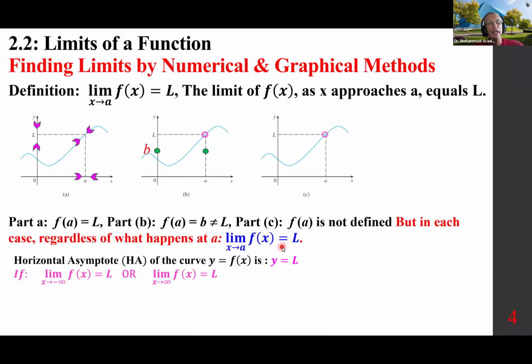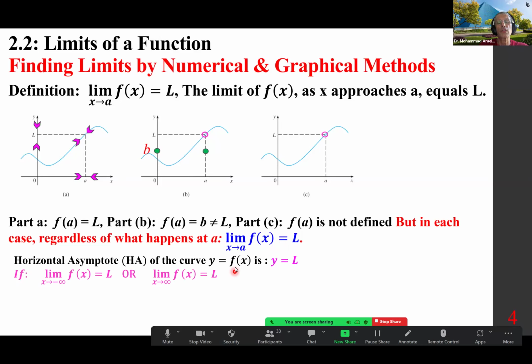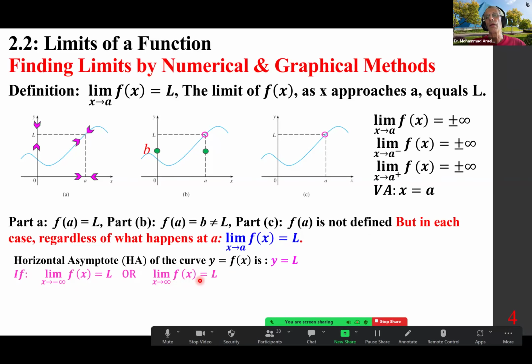Horizontal asymptote, HA for short, of the curve y equals f of x is y equals L, and it has the following definition: if the limit of f of x as x approaches negative infinity is L, or the limit of f of x as x approaches positive infinity equals L. Now, the limit of f of x when x approaches a from the left, or a from the right: if any of them ends up being positive or negative infinity, then x equals a is the VA, vertical asymptote. That's the definition of vertical asymptote.